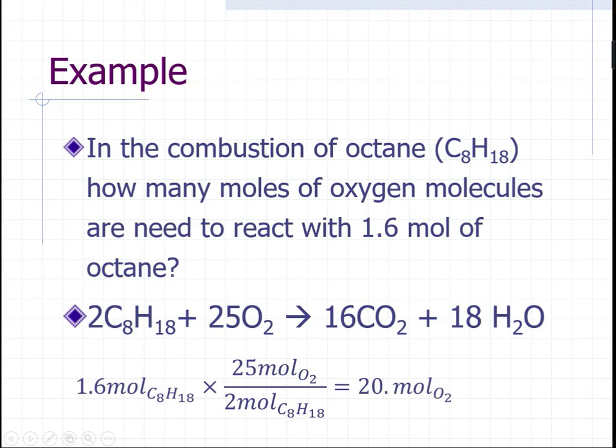So what this says is, if I have at my disposal 1.6 moles of octane to react, it's going to take 20 moles of oxygen to completely react with that octane. It's a ratio of moles, and that's what this conversion factor in the middle is. You can do this from mole to mole. You can do this for volume to volume, as long as the two materials are both gases and they're both at the same temperature and pressure, or you can do this for particles.